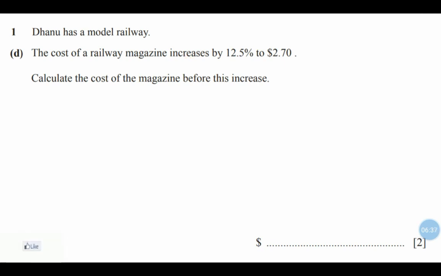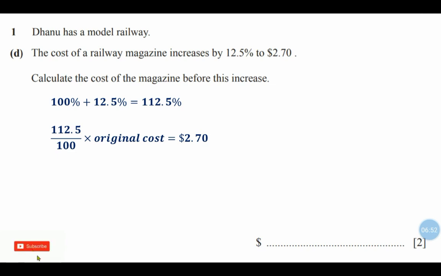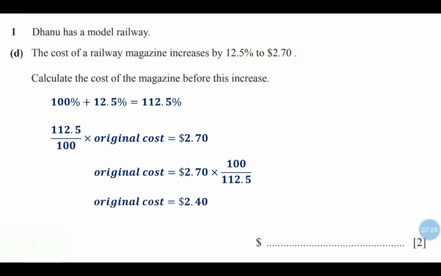So what you need to do is add 100% and 12.5% because it's an increase, so you'll get 112.5%. Then 112.5 divided by 100 times the original cost is equivalent to $2.70. To find the original cost, I'm just going to put this into the right side. When I do that, I'll be getting the reciprocal of 112.5 over 100, which is still multiplied by 2.70. So 2.70 times 100 over 112.5. Just key it into your calculator, and you will get $2.40.